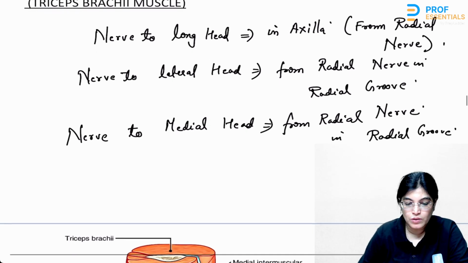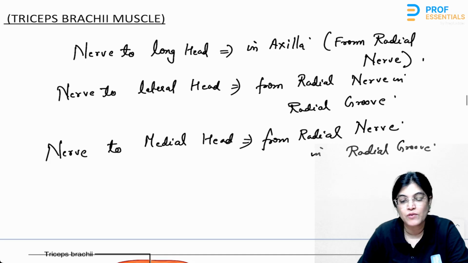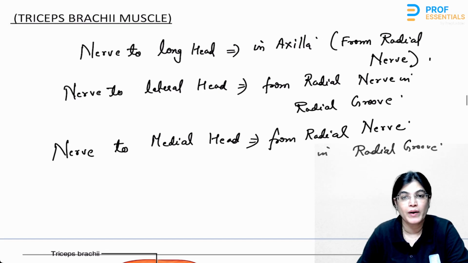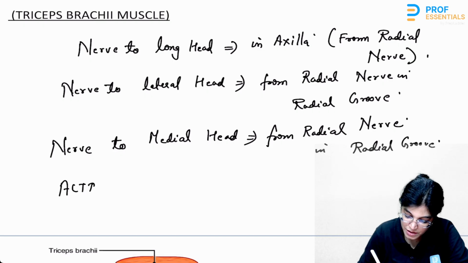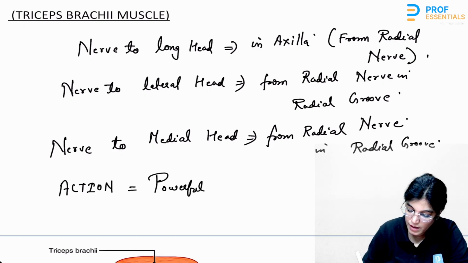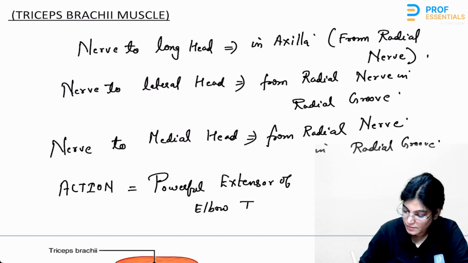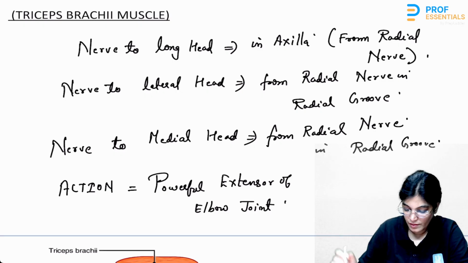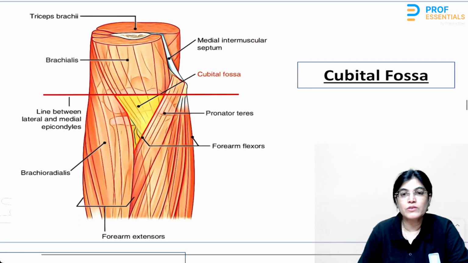Now coming to the action. If I talk about the action of the triceps muscle, it is a powerful extensor of the elbow joint. That is important for you to know. Okay. Done.